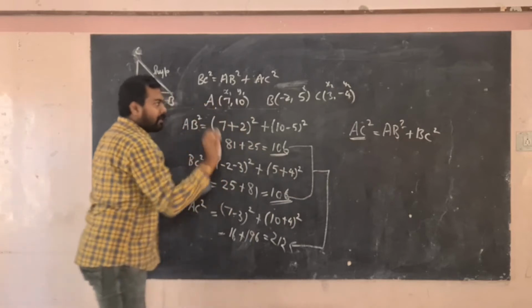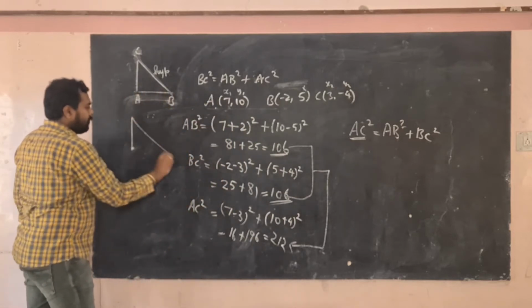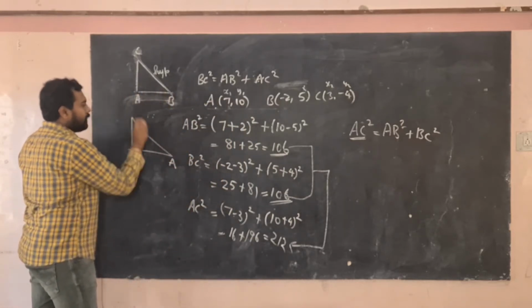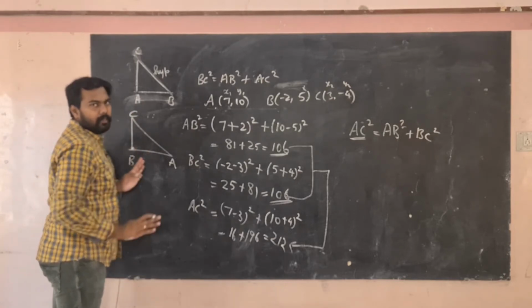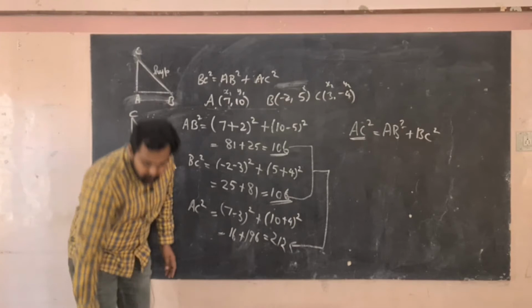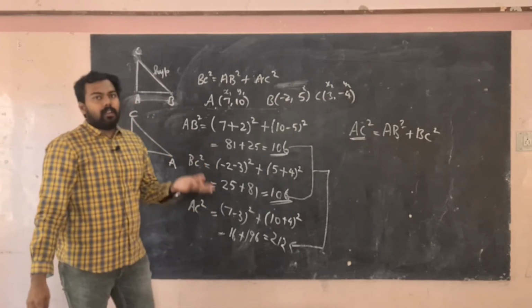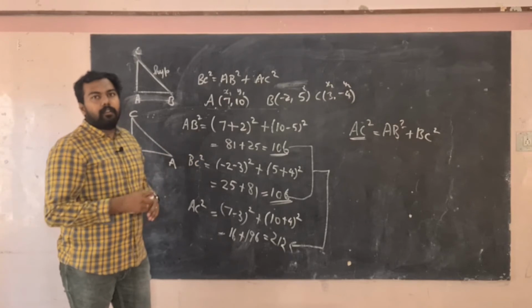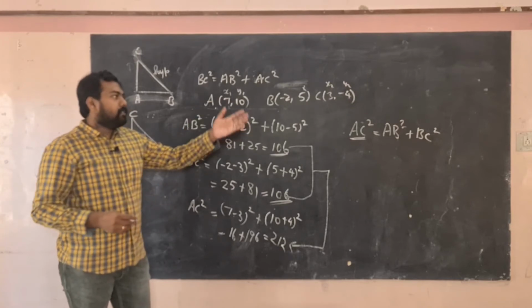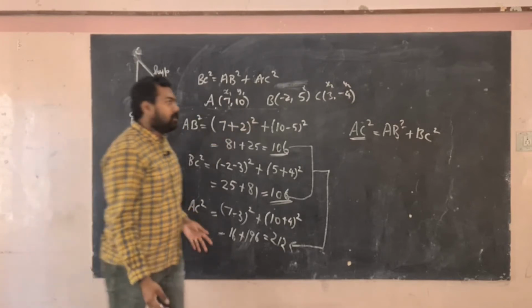So how would the diagram actually look? If I take it like this, A will be here, C will be here, B will be here. It is of this format. We said we can change it any way, remember? Since we don't know the order, we can shift in any direction. So AC square equals AB square plus BC square.